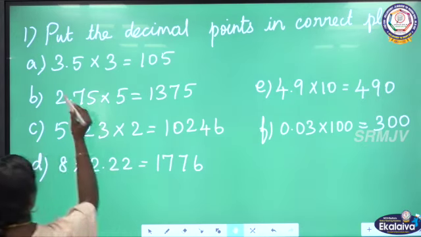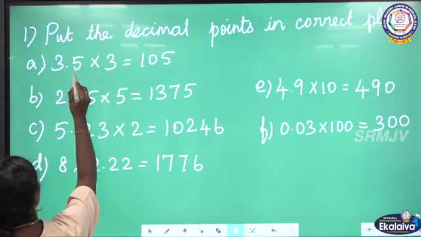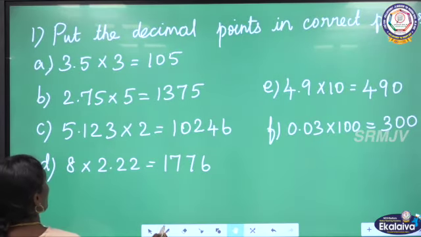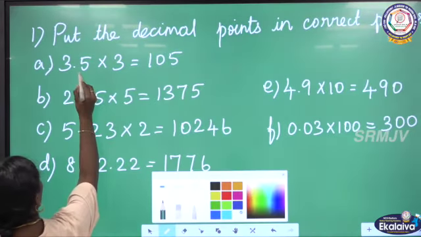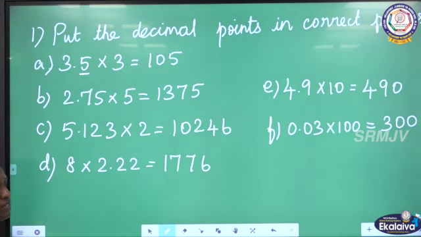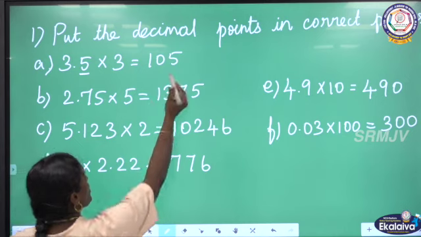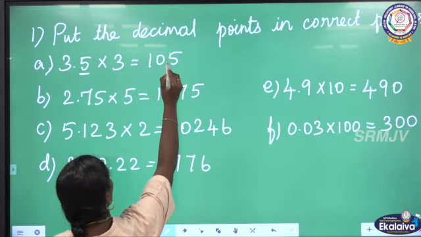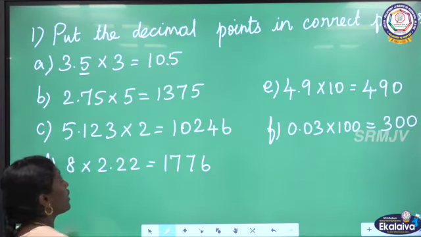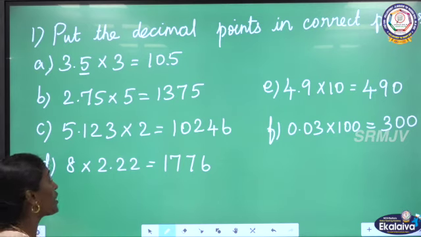Here see the given question 3.5 and 3. In the given question, how many decimal places are there? Only one decimal place is there. So, in the answer also we need one decimal place. So, from the last before one digit we have to keep the decimal point. So, the answer is 10.5.